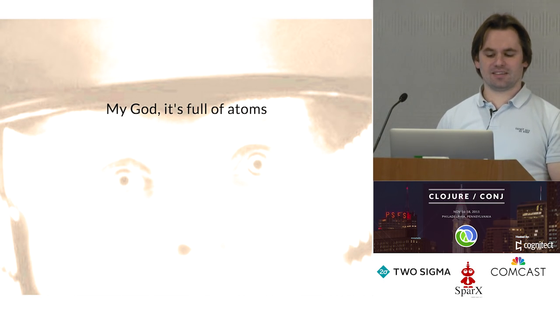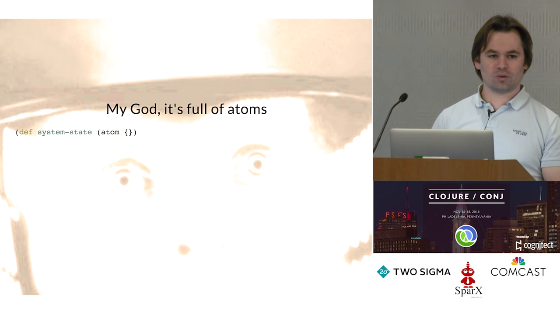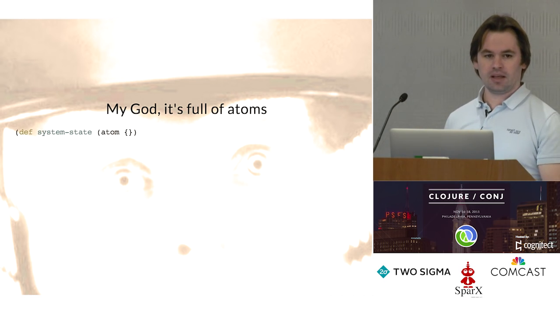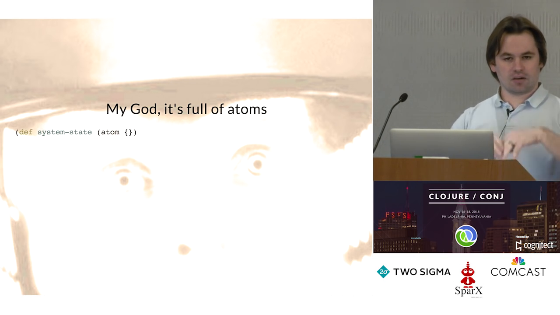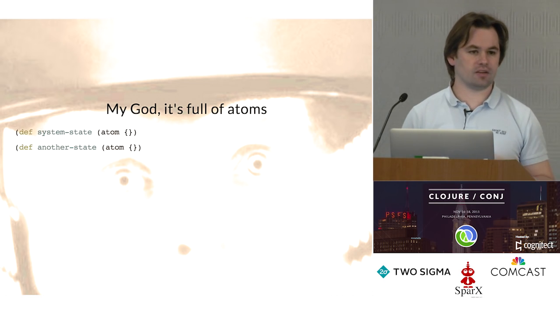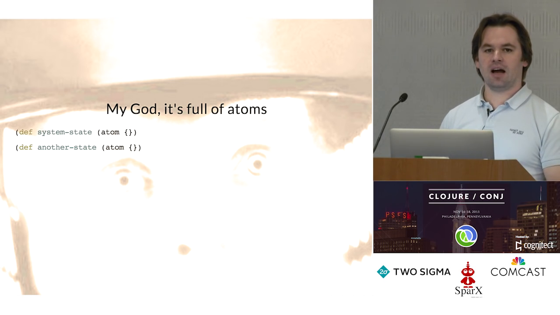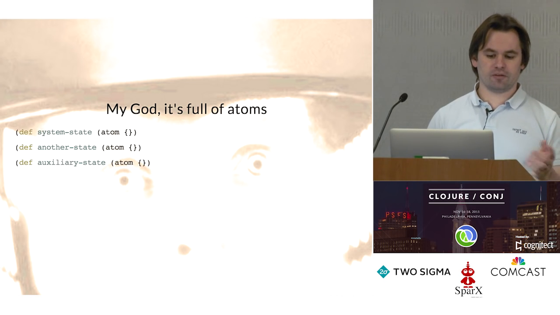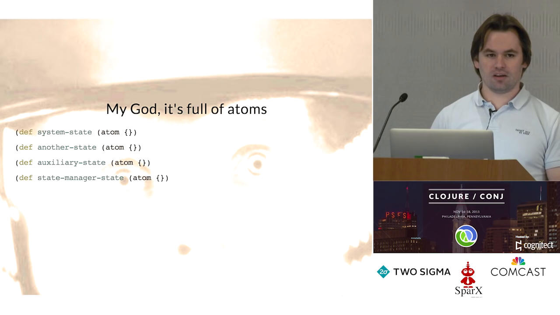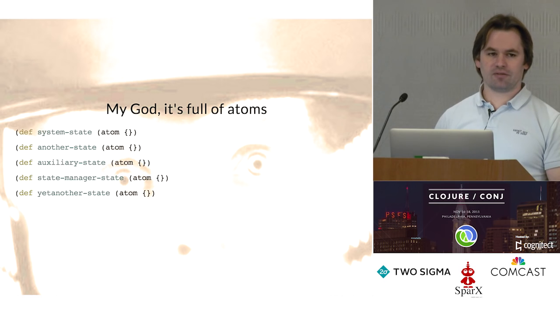And what I see in the wild is a lot of atoms, for example. You have code, which I saw, with a system state in a single atom, and then comes another developer, and because nobody thought about how to integrate that into the API on a higher level in bigger systems, we have another atom, of course, with another state. And because we already have two atoms, developers feel like that's the right way to do it. And you have some kind of auxiliary state. And finally, you have a state manager somewhere, a state manager state atom, and all that. And finally, yet another state.